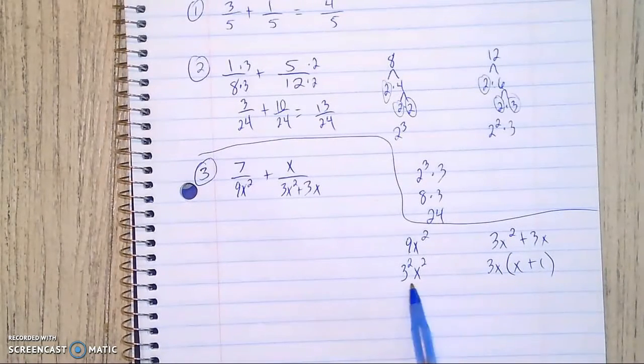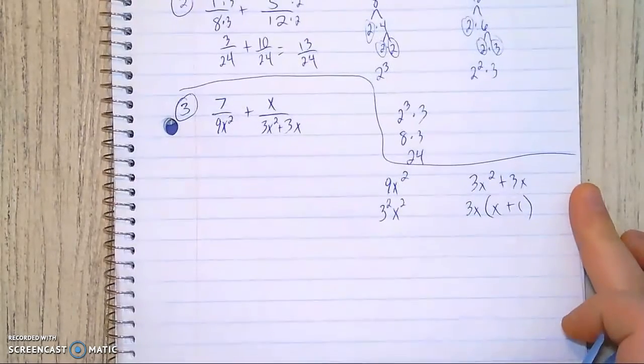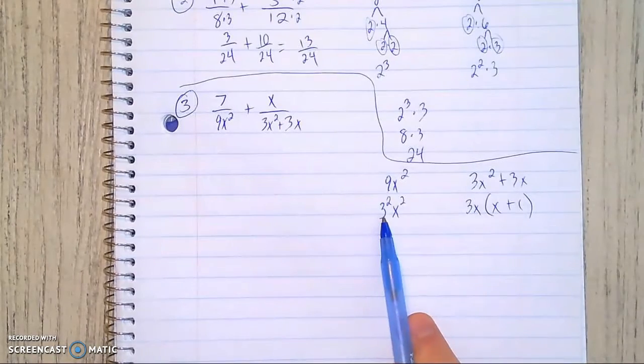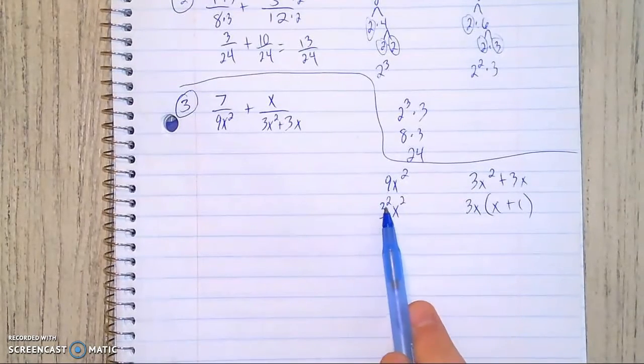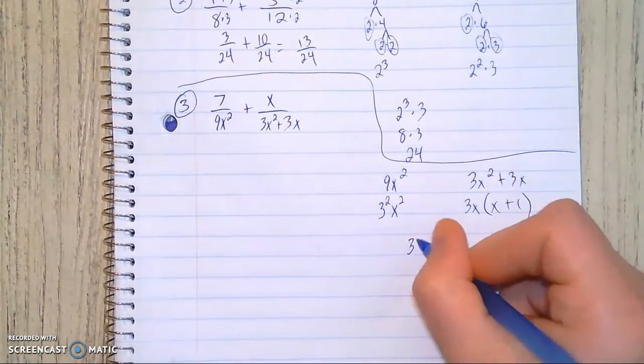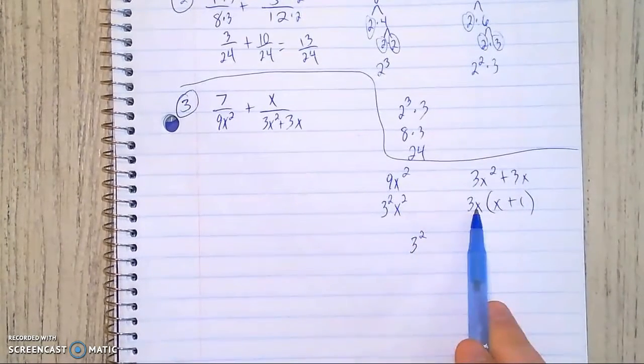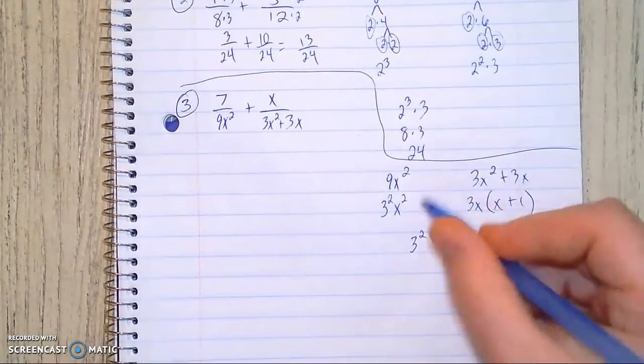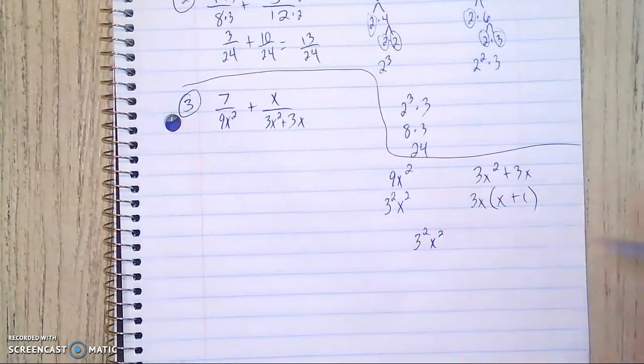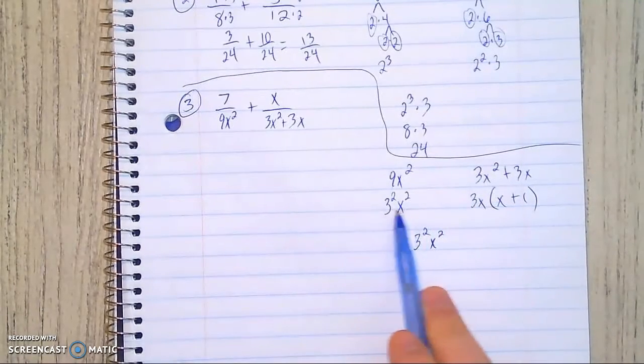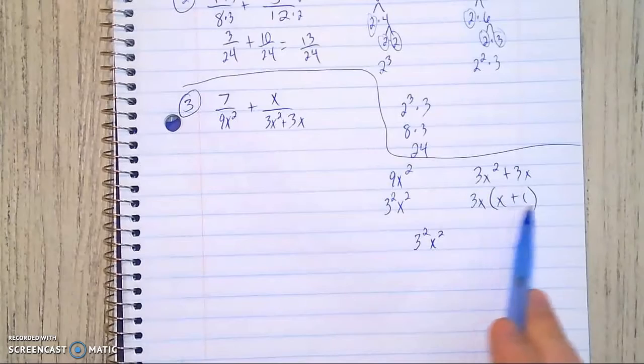So now I look at these denominators, and I look for the factors they have, always choosing the greatest number of them. So I look at the 3's, and I choose 2 of them because that's the most amount of 3's that I have. I look at the x's, and I choose 2 of them because that's the greatest amount of x's that I have. And then that's all for this one, but over here there's a factor of x plus 1.